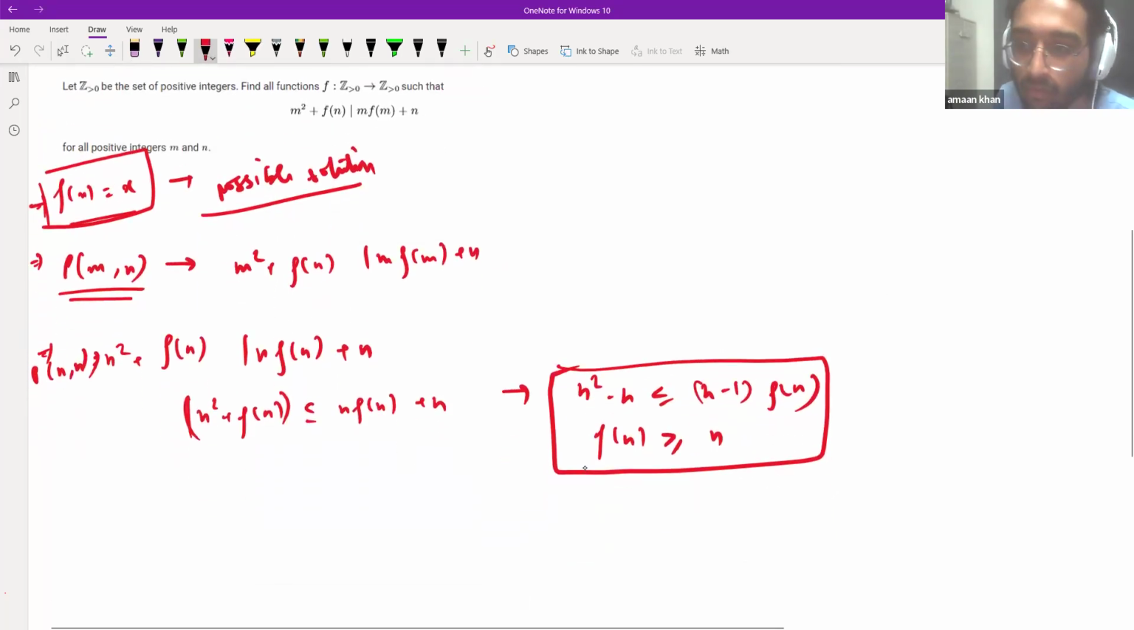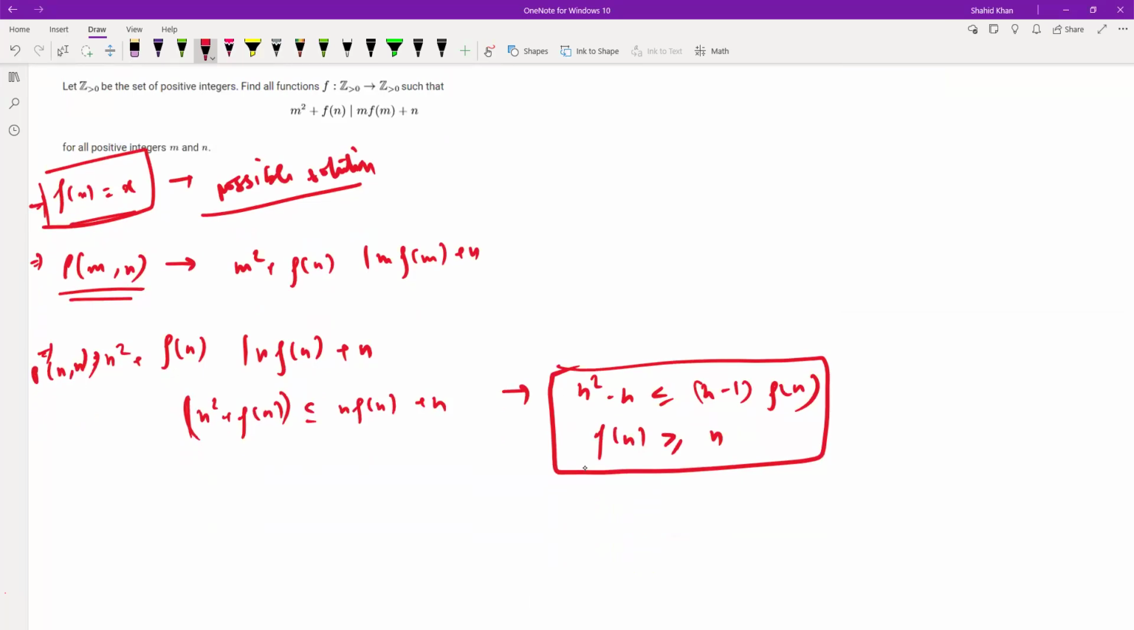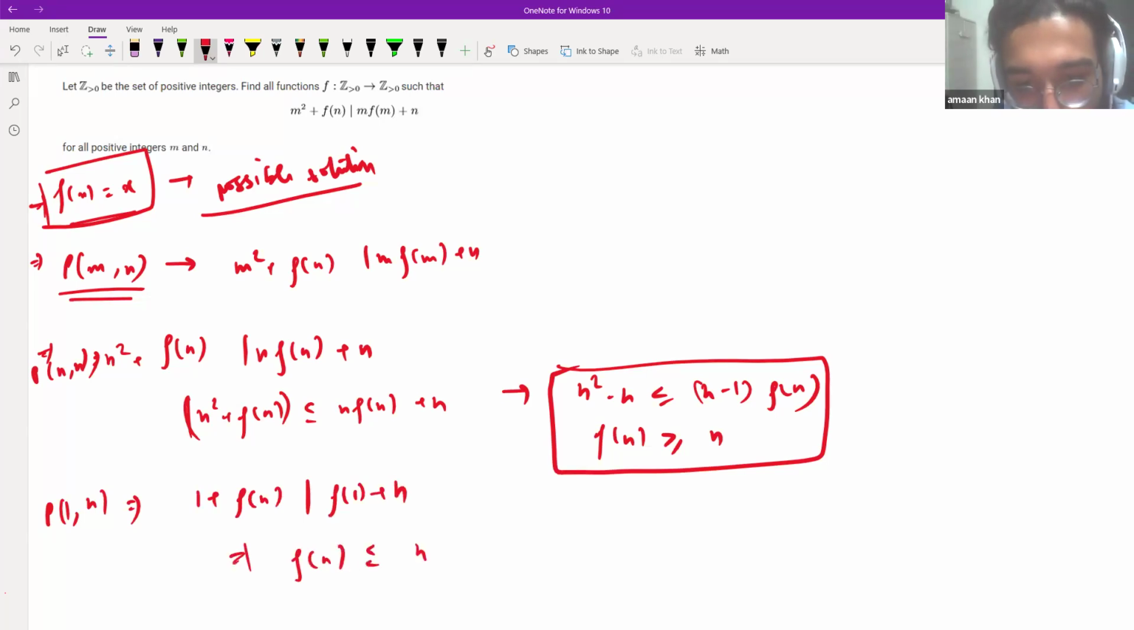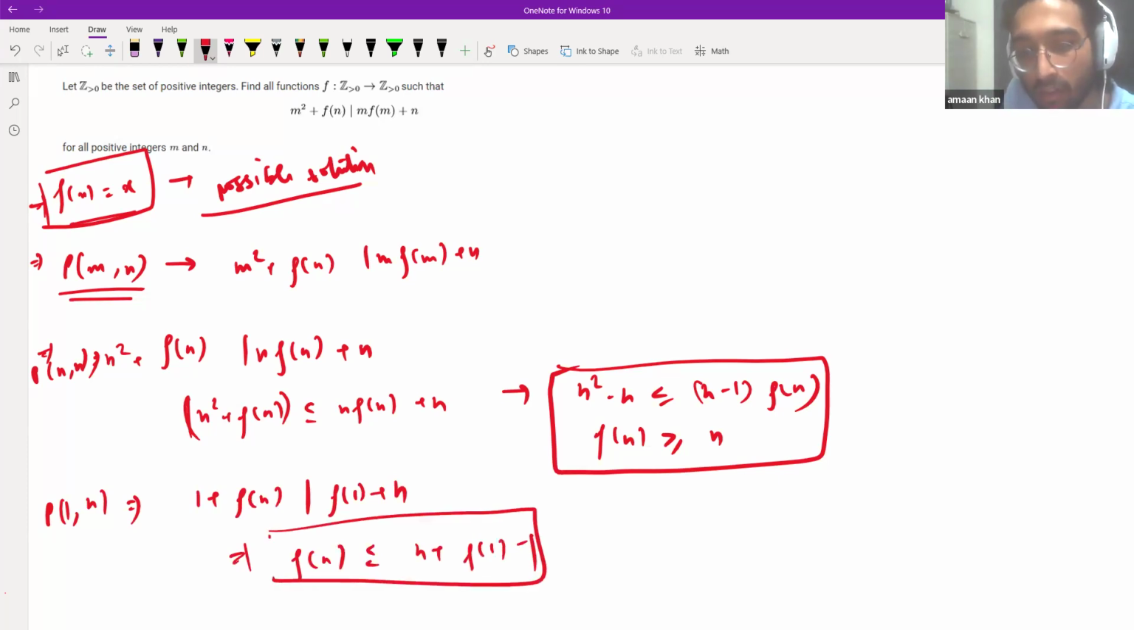Did everyone get this? What I did here? Yep. In fact, you could have an upper bound as well, but you need to figure out f of 1 for that. So what I was saying was, if you have this, you'll have 1 plus f of n divides f of 1 plus n. So f of n is less than or equal to n plus f of 1 minus 1. But you don't know what f of 1 is right now, so you can't really conclude much with this.